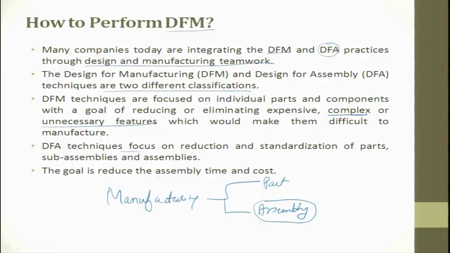DFA techniques focus on reduction and standardizing of parts, sub-assemblies and assemblies. So DFA is only from the assembly point of view. The basic goal is to reduce the assembly time and cost. The moment you are doing manual assembly, if you standardize it, then comes the conveyor belt. In a conveyor belt, the parts move from machine to machine and the assembly keeps happening.